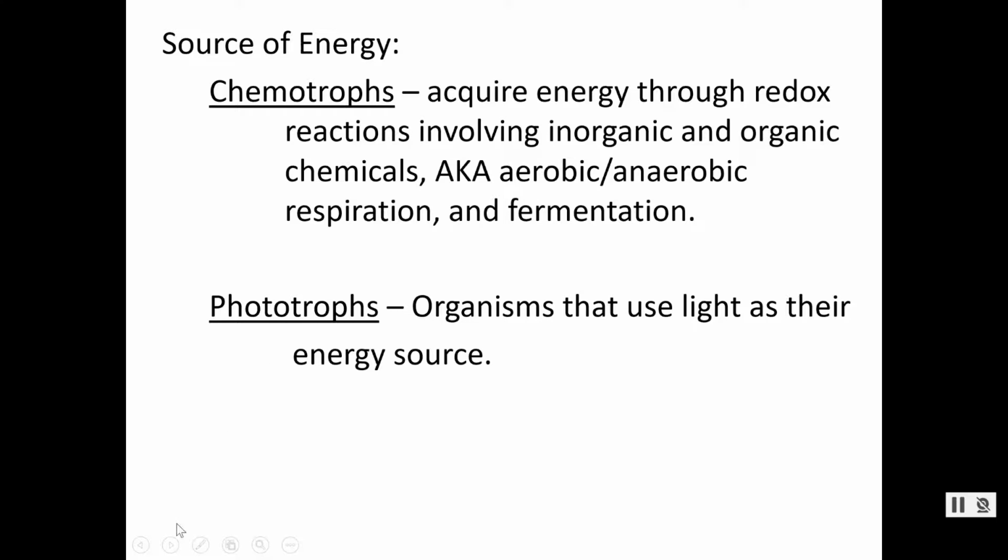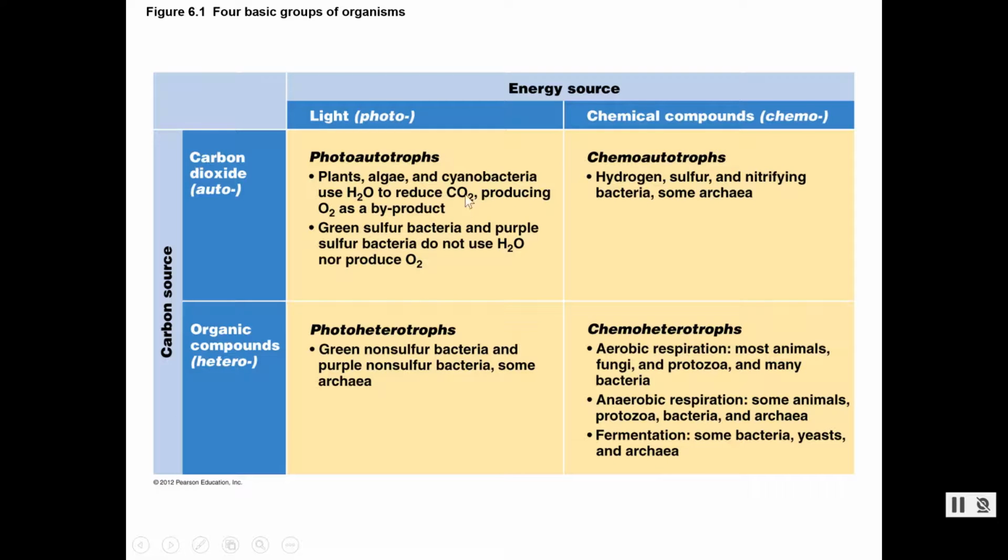Now, we can put these words together. So take a second, and if you were to describe us and how we get our carbon and our energy, how would you describe that? Put these two words together, and I'll go ahead and put it on the next one. There are photoautotrophs, chemoautotrophs, photoheterotrophs, and chemoheterotrophs. So see what you can do with those.